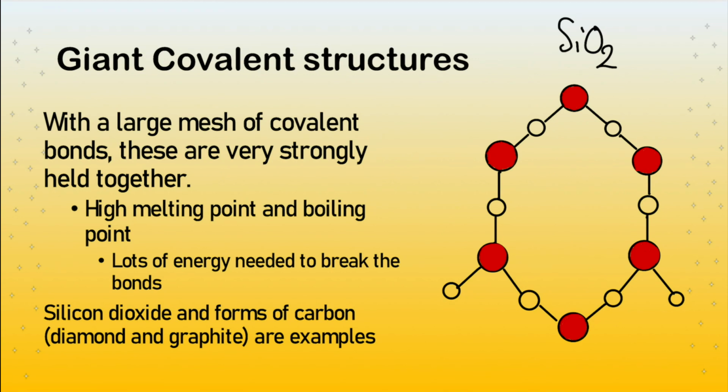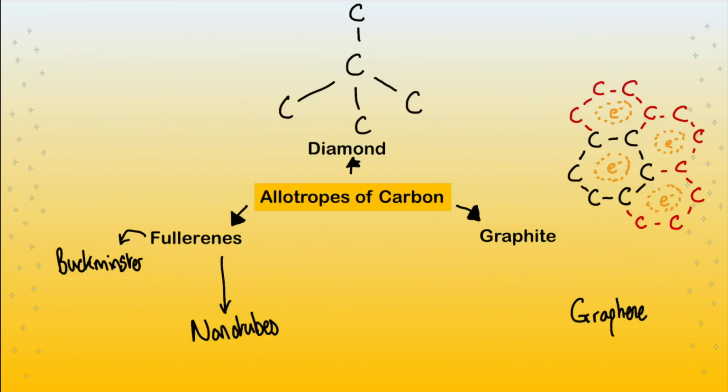Now, silicon dioxide is an example of this, which is here on the right. It's just a really quick example. But that is one that ends up being a very large structure. It's silicon dioxide, SiO2, and it's found in glass and sand and that sort of thing. And that is a prime example. And the other examples are carbon and forms of carbon like diamond and graphite, which we're going to look at more in a second. So there are three main categories of what we call allotropes of carbon.